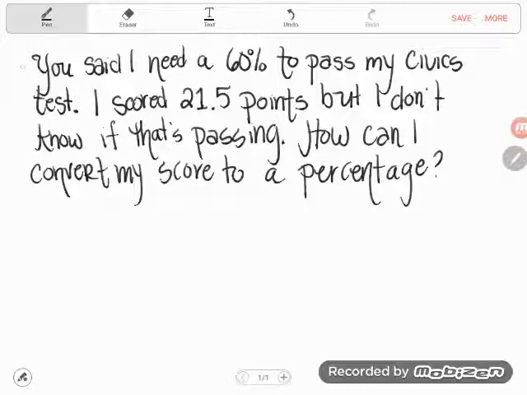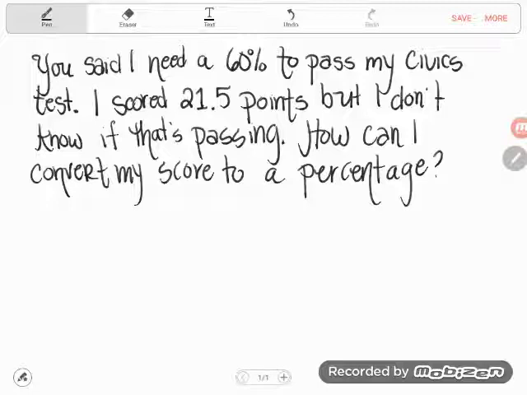She emailed me and said, "You said I needed a 60% to pass my civics test. I scored 21.5 points, but I don't know if that's passing. How can I convert my score to a percentage?" So I may have taken a little artistic license with the student's email and made it sound more like a word problem. But this is the gist of what she sent me.